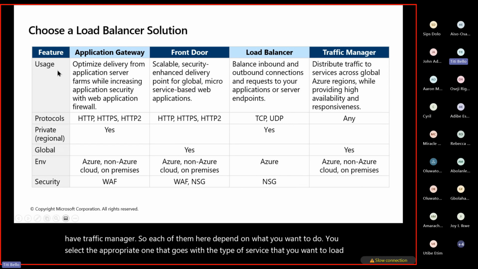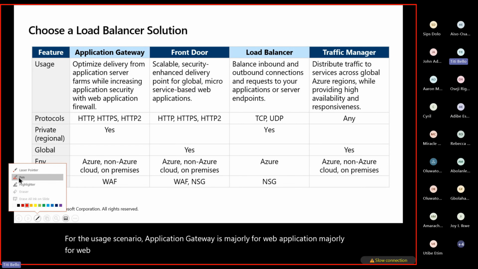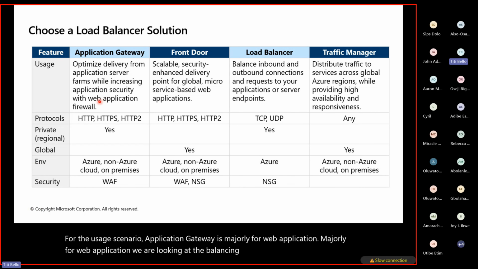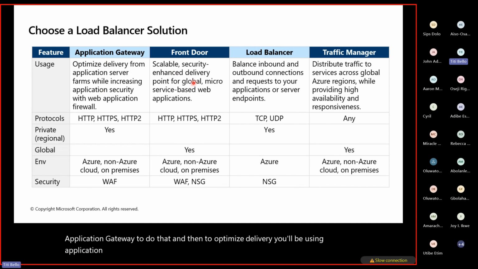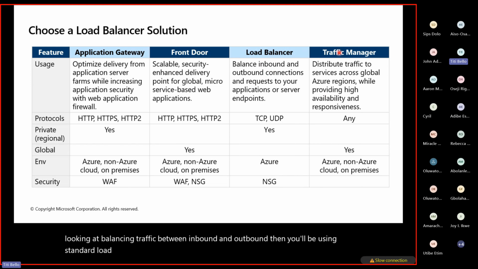If you notice, for the usage scenario, application gateway is majorly for web applications. If you are looking at load balancing web applications, you'll be using application gateway to do that, and to optimize delivery, you'll be using application gateway. If you are looking at enhancing security of a global microservice web-based application, you'll be using Front Door. And if you are looking at balancing traffic between inbound and outbound, then you'll be using standard load balancer. Then we have Traffic Manager.